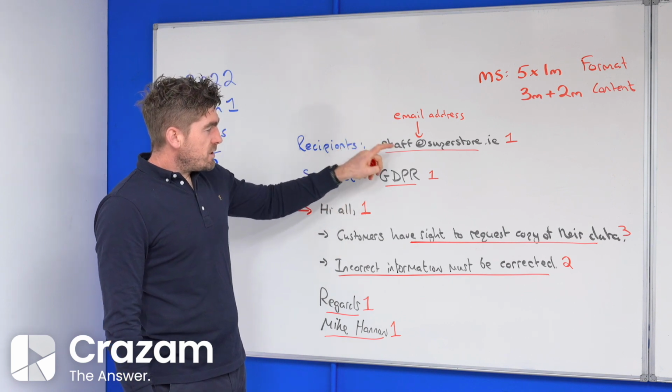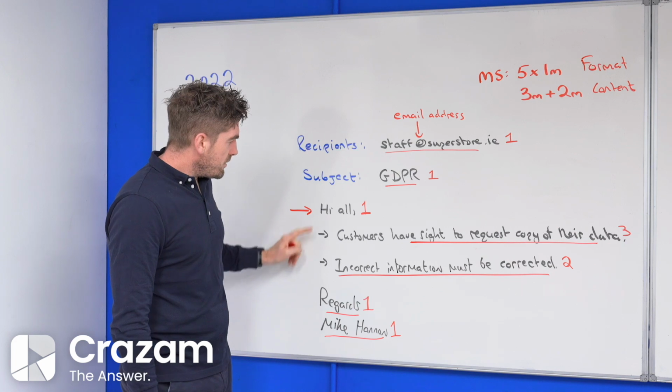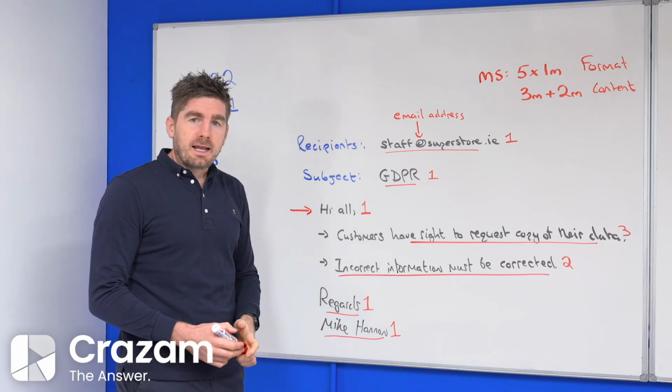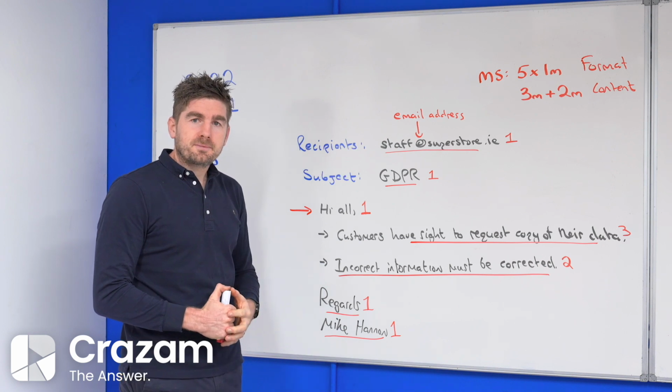Just to remind you, students did lose marks for no email address, and they were leaving out one of these here as well, and then suddenly you're going to get 8 out of 10 rather than 10 out of 10, even though you kind of know what you're up to. So just watch that.